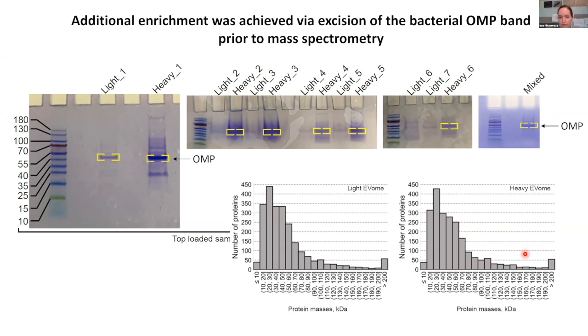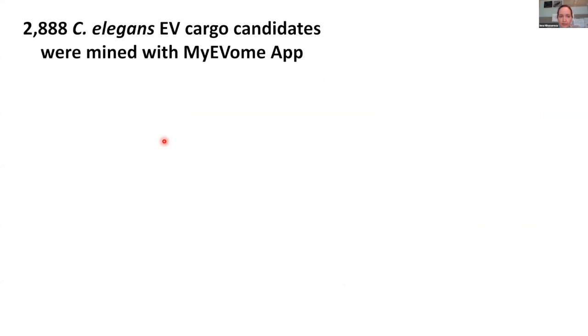And actually this profile approximately resembles the whole protein profile of C. elegans. So our technique to increase the discovery rate doesn't lead to any loss of protein. It just potentially allows us to discover more proteins. The analysis came back with 2,888 proteins, which is about 13% of the C. elegans proteome, and that's a huge number of proteins.